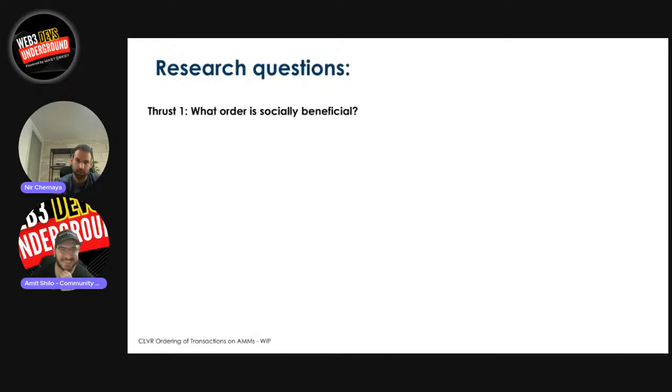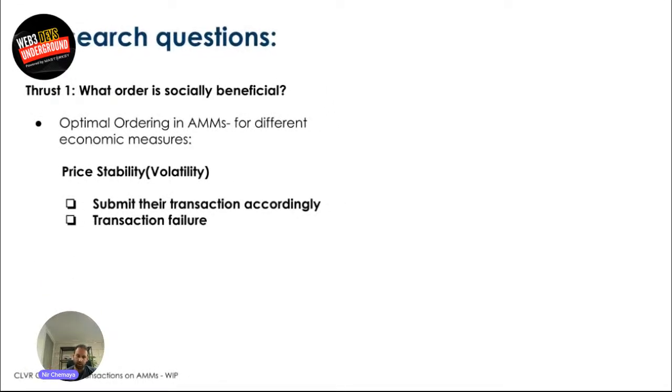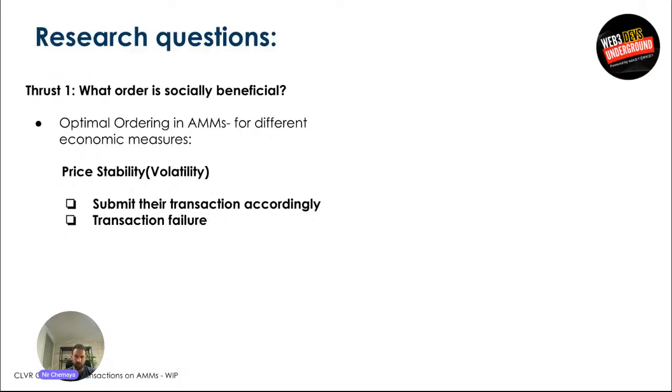Okay, good. So the research question is, when we came up with Clever, we first asked: what is the order that is going to be good for all the traders? What is going to be optimal for the traders? When a trader comes to interact with an AMM, they have two things in mind. They know the current price of the pool in the block, which is for them the state of the world, and they send their transaction accordingly. They see this price, and they are willing to buy at this price.